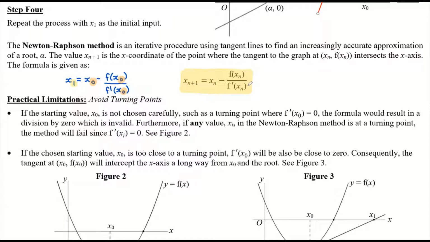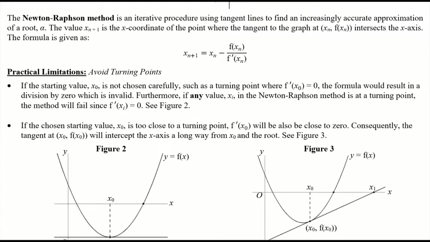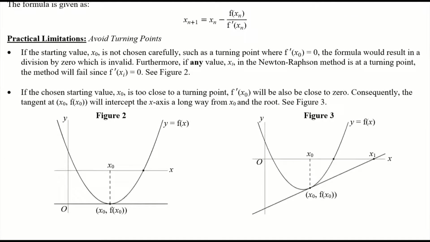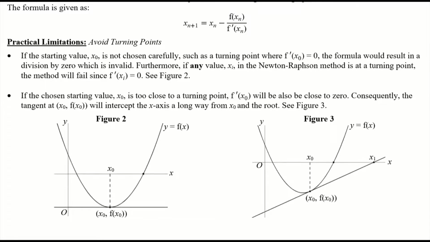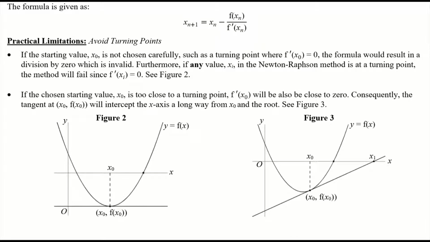Now, there's a couple of things we need to be aware of before we go and try out this technique. These are the practical limitations. So I'm just going to clear those annotations and scroll down a little bit because we need to be aware of this. The practical limitations are to avoid turning points. You'll see from the way the Newton-Raphson method is written that we have an issue with this fraction term here. The denominator, as you know, for any fraction is not allowed to equal 0. And it's a derivative.